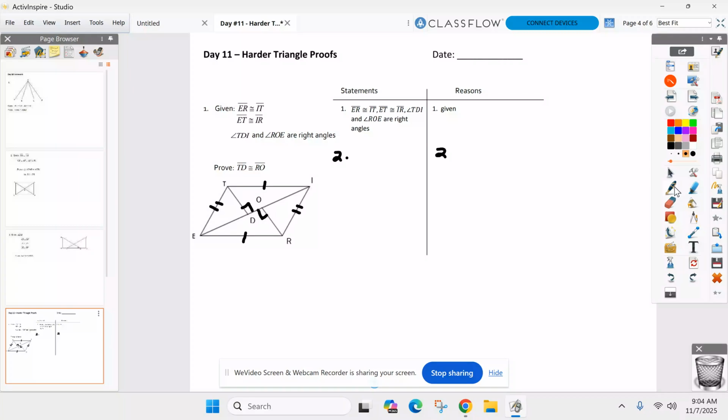Go ahead, Riley. I guess you're making our class decision here. Triangle ROE and triangle TDI. Yeah, I would do the top and the bottom one here. I already have a right angle and a pair of sides. So why not roll with that? Yep. So those are the two I'm going to highlight right now. TDI and EOR. Good choice, Riley.